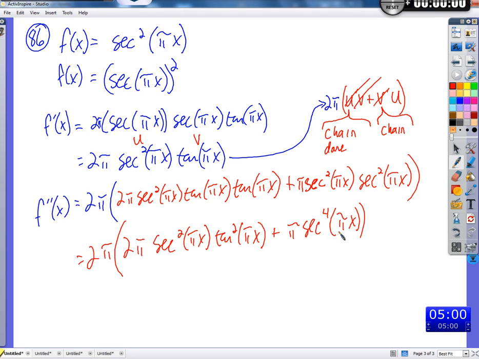And if we were to take the third derivative, secant squared comes up again, we take the derivative of that. It kind of repeats itself over and over. Anyway.